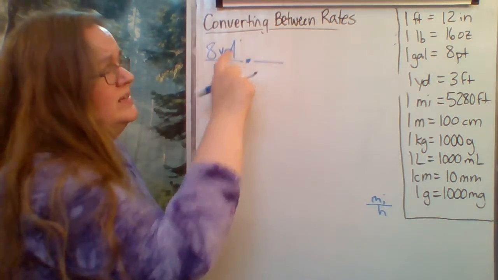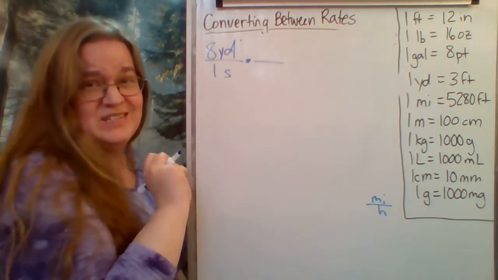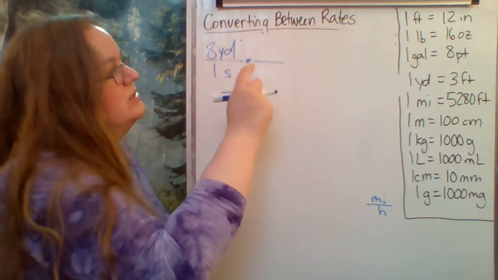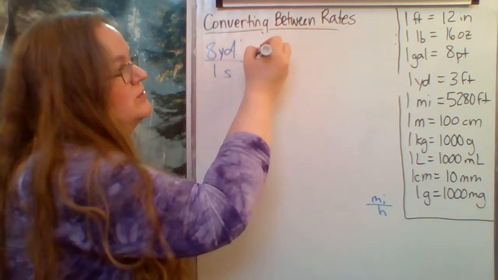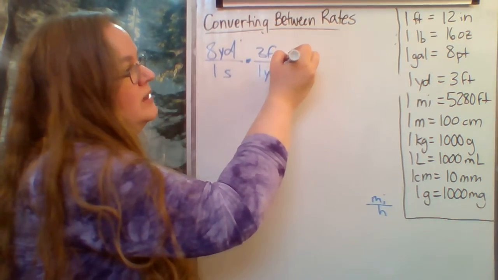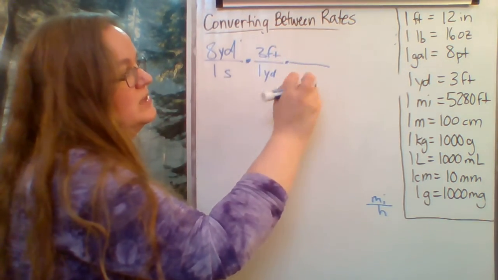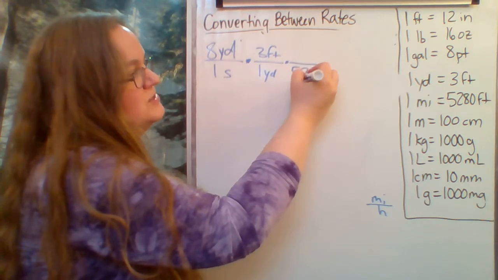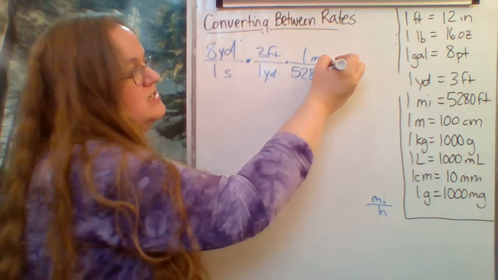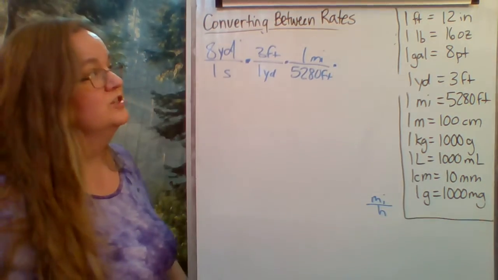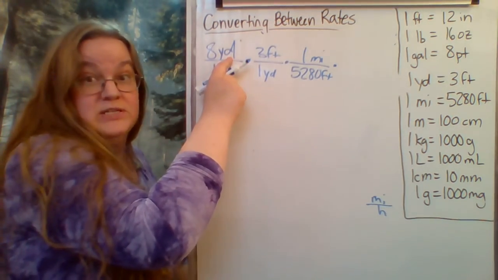I'm going to start by dealing with yards. I'll come back to seconds in a minute. So to deal with yards, I know 1 yard is 3 feet. And then I want to get rid of feet because I want miles. So I put the 5,280 feet per 1 mile. That gets me where I need to go in terms of the distance.